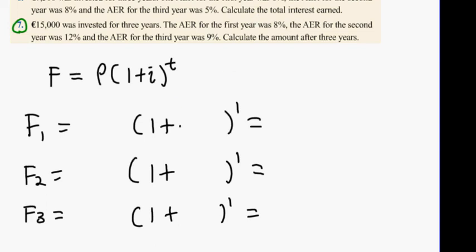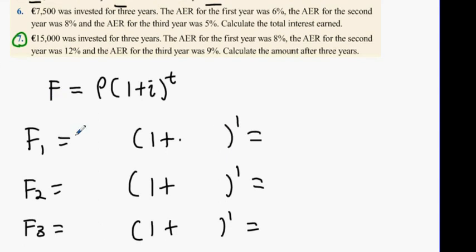Okay, so what value do we start off with in question 7? 15,000. Start off with 15,000. What percentage do we add on in the first year? 8. And then put that into the calculator. What do we get? 16,200.